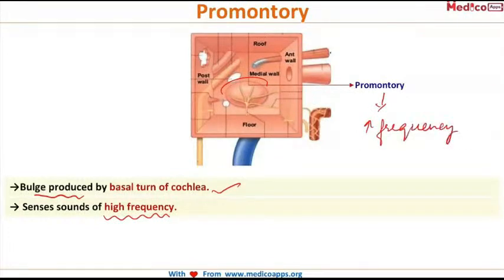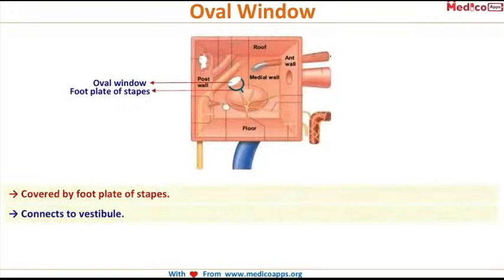Now, the next structure we are looking at is the oval window. It is covered by the footplate of the stapes. So this is the oval window, and we know that the footplate of the stapes is something like this. It covers the oval window, and the oval window connects the middle ear to the vestibule.